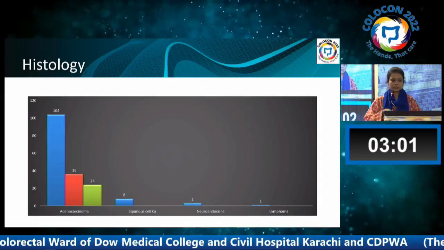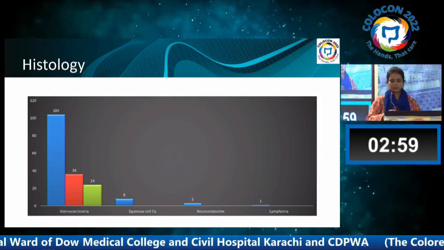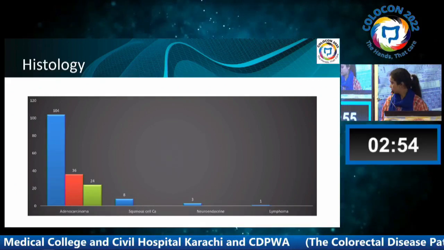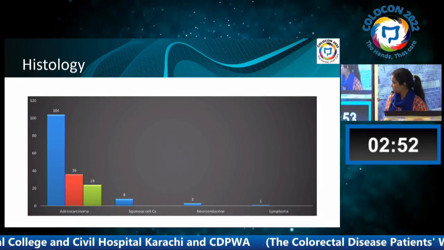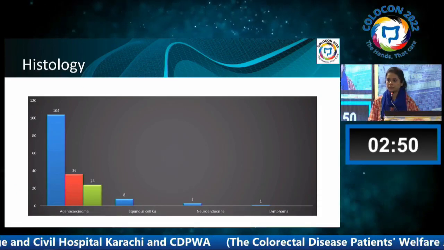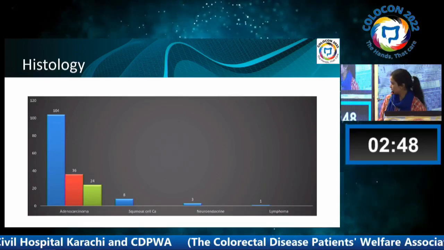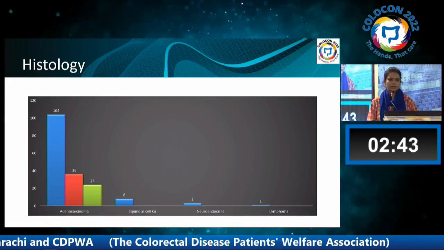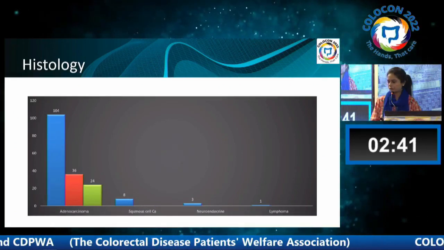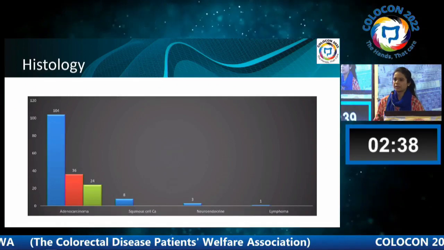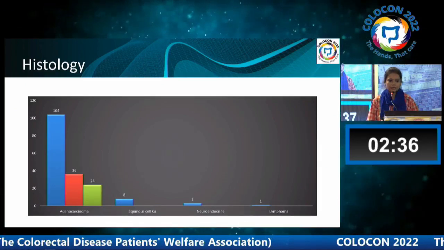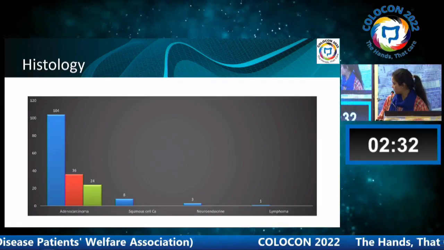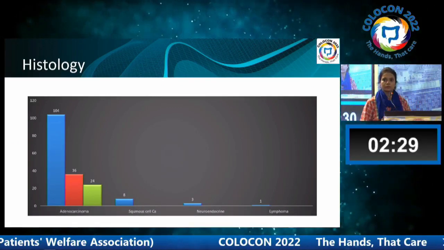The majority of the patients presented with adenocarcinoma, and a large number were of the signet variety. 36 were of signet variety, and 24 were mucinous. And the rest of these tumors were labeled as just adenocarcinoma. And there were about 8 patients of squamous cell carcinoma, 3 of neuroendocrine, and 1 lymphoma.